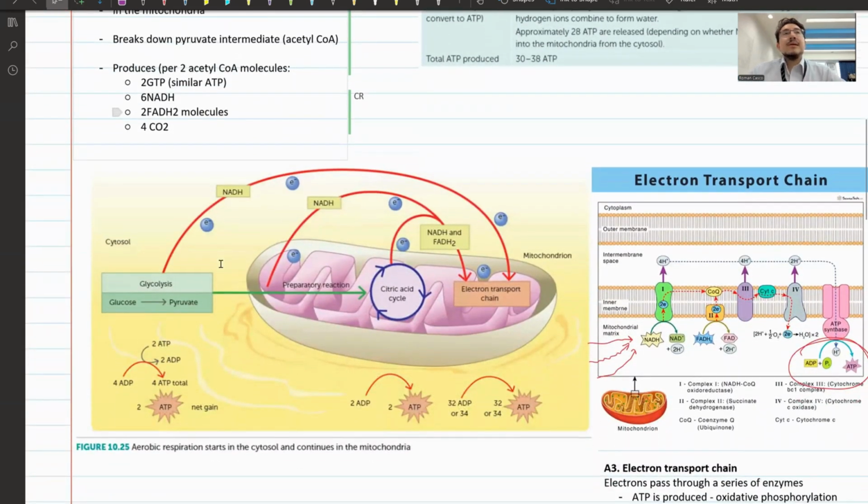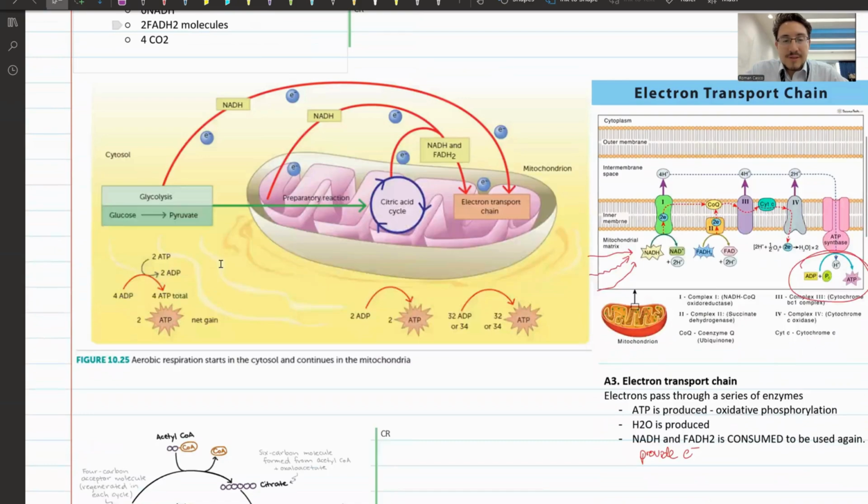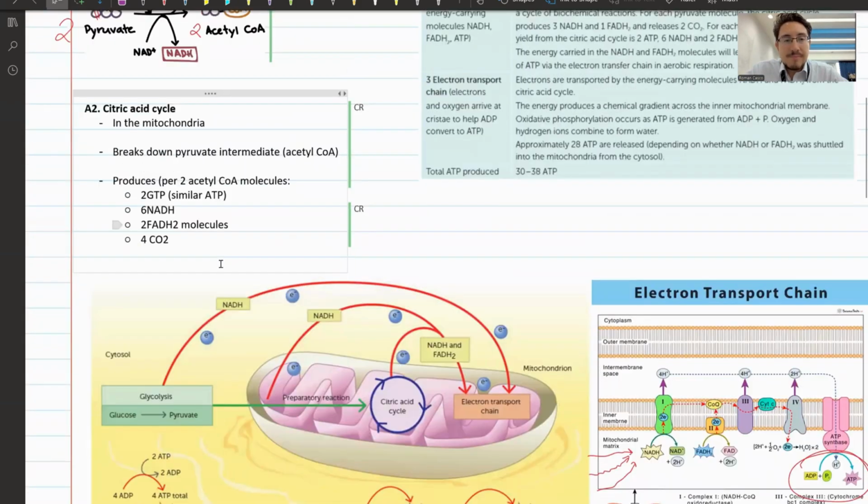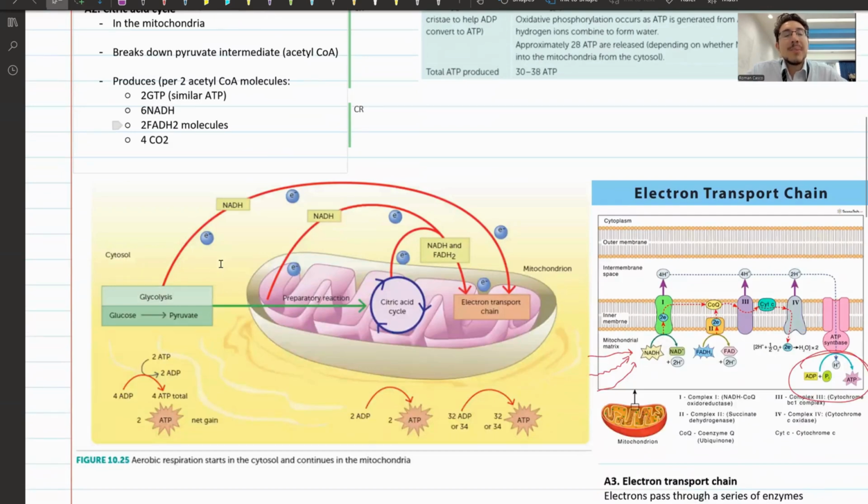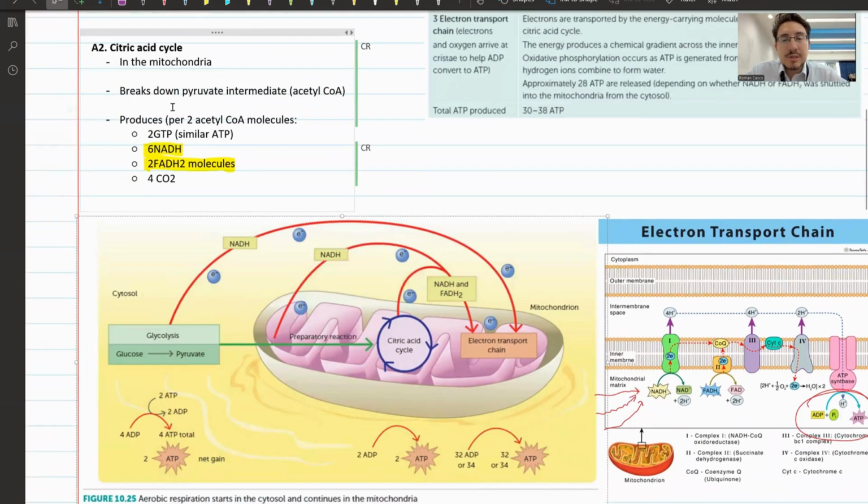One of the main functions of this citric acid cycle is essentially to produce a lot of electron carriers. Take a look at how many electron carriers are produced in the mitochondria. It's always good to know the products, the reactants that are coming in and the products that are leaving. You produce 6 NADH electron carriers. You produce another type of electron carrier called FADH2. And you produce 4 carbon dioxides.